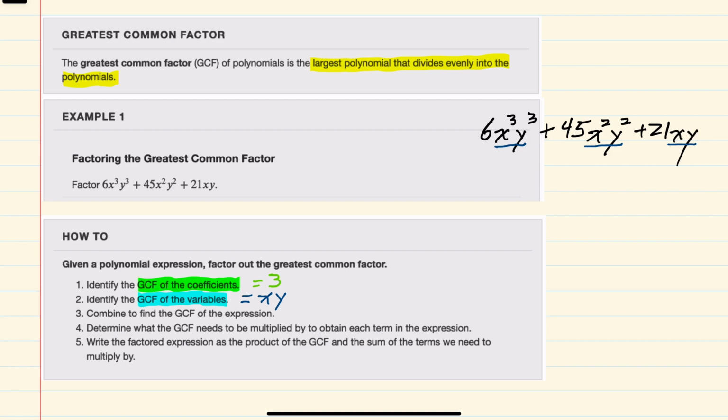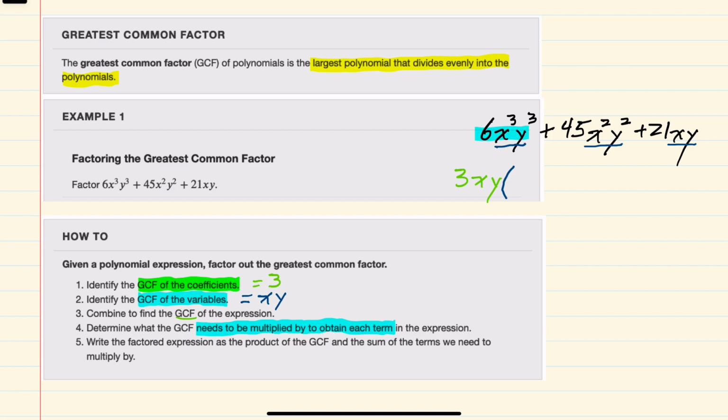y. Now that we've identified both the GCFs of the coefficients and the variables, I can combine those into a 3xy. That's our GCF, and that's what we'll be factoring out of this expression. And we're told to determine what the GCF needs to be multiplied by to obtain each term. So if I factored out that 3xy, what would I need to multiply by to get this first term?